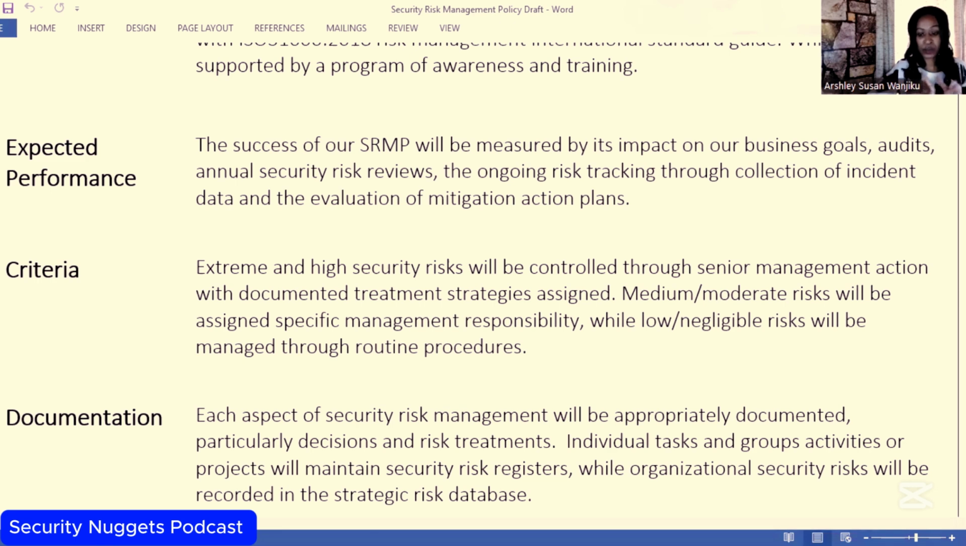Because those expectations have to be outlined within the policy, all right? The success of our security risk management program will be measured by its impact on our business goals, audits, annual security risk reviews, the ongoing risk tracking through collection of incident data, and the evaluation of mitigation action plans. That is how we are going to measure the performance of the security risk management program moving forward, as well as measuring its impact as we move forward towards our business goals and objectives.